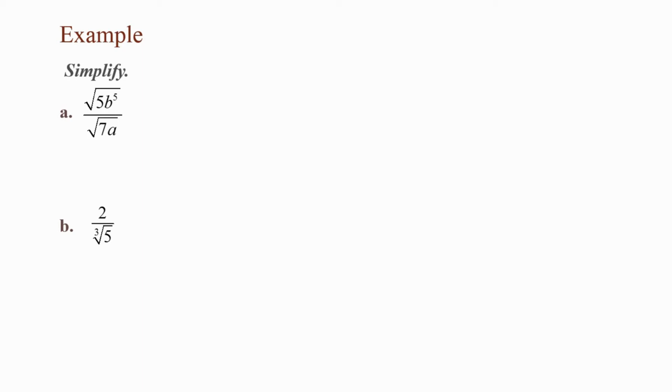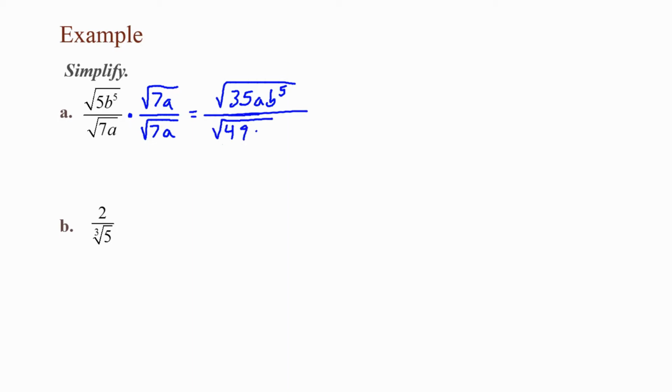For these examples, we want to simplify. Part A, I have the square root of 5b to the 5th divided by the square root of 7a, which means I want to multiply top and bottom by the square root of 7a to get my perfect square. This equals the square root of 35ab to the 5th over the square root of 49a squared.